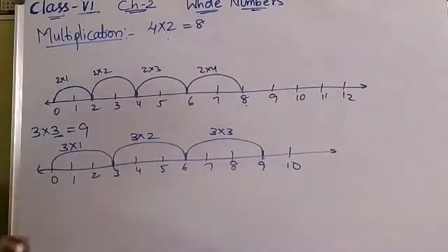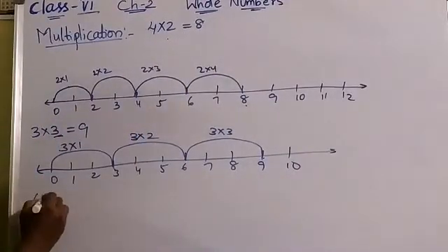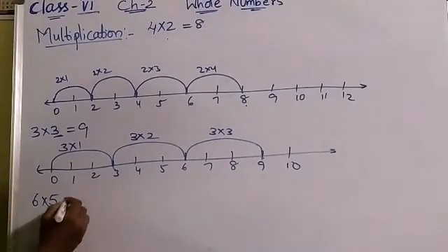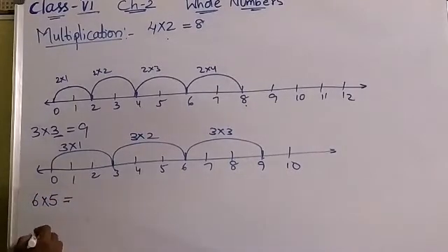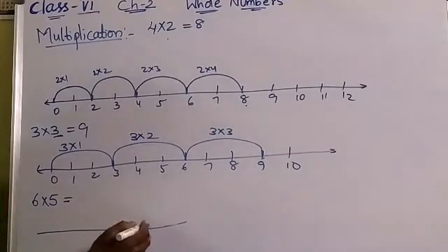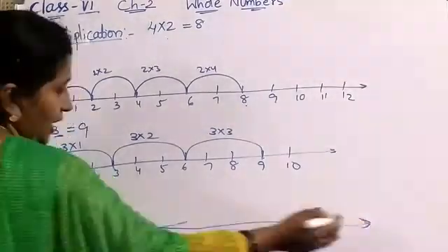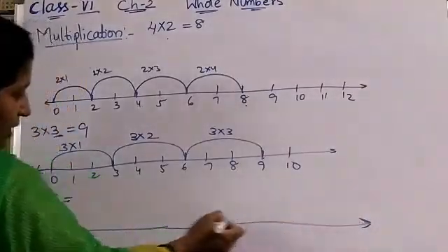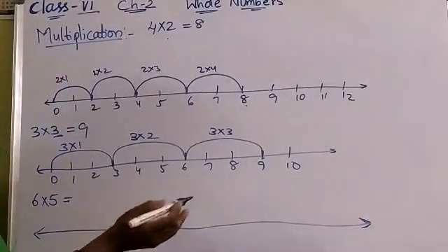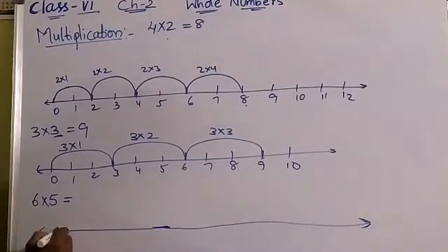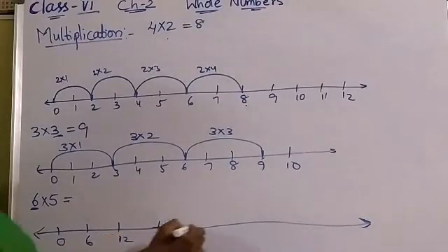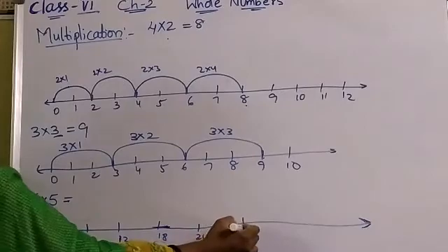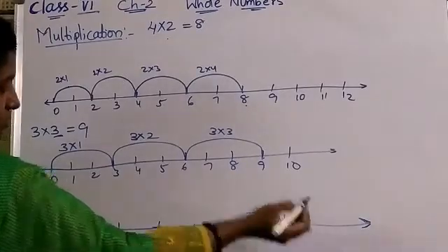Here the numbers are smaller, so 8 and 9 we can draw on the number line. For example, if they ask you 6 into 5, what is 6 into 5? 30. Writing on the number line up to 30 is somewhat lengthy, right? And we can't draw such a big number line using 1, 2, 3, 4 in the book, right? So what do I do? I take the 6 table: 6, 12, 18, 24, 30, 36, and so on.